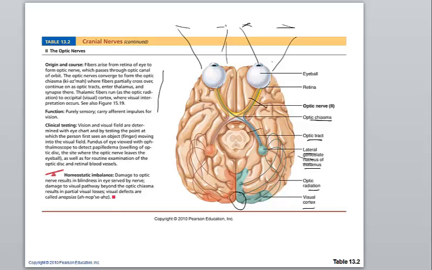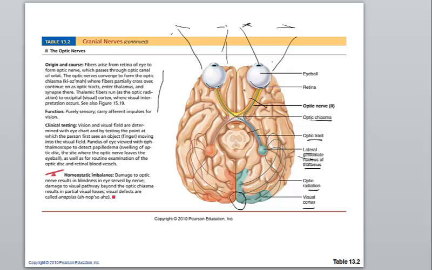Now, how do they test it? They test it with the Snellen chart, where they check which line of letters you can read. That's the eye chart. You also test by moving a finger in the visual field, and you say yes when you see it, to check the peripheral vision. You can also look at the retina and see any swelling. All those are the clinical testing for your optic nerve.